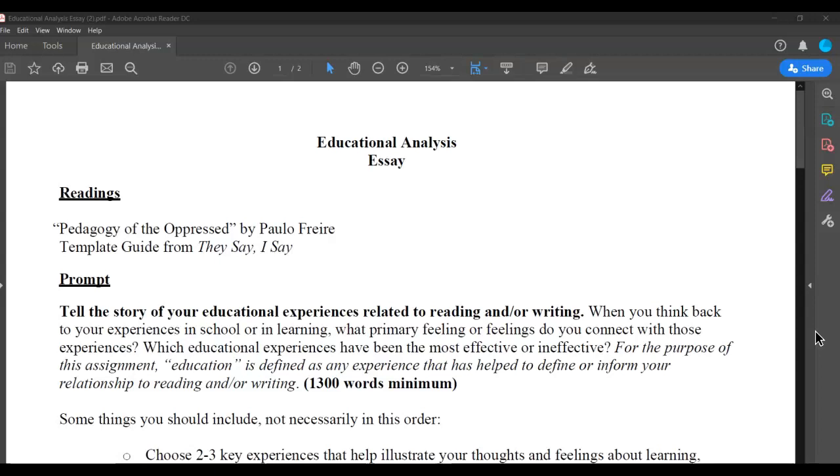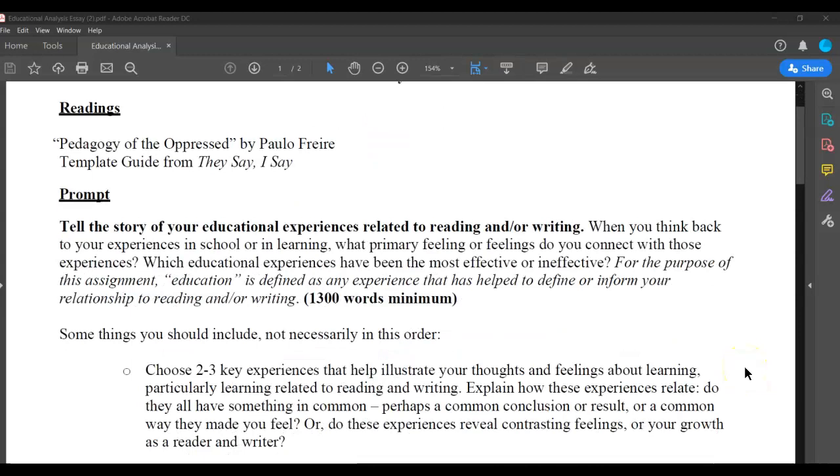A couple of other things you're going to want to take a look at in this module are the sample analysis essay, which gives you an example of an A paper. Also, you're going to use the pre-writing worksheet, which is the Freire analysis chart, and you're going to be posting your pre-writing to one of the discussions. So this is the prompt.